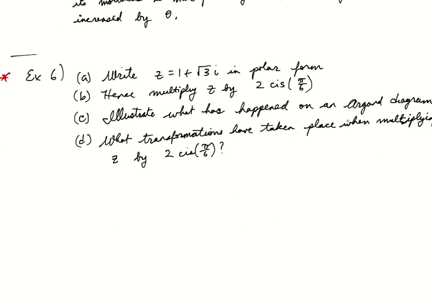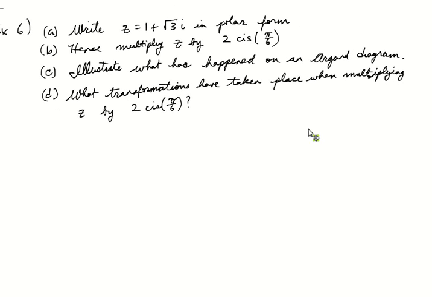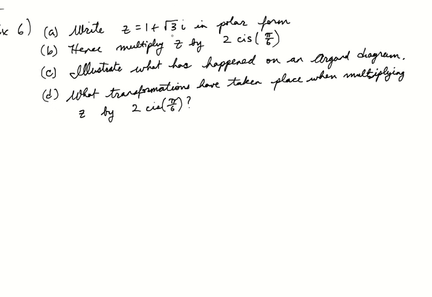Okay, so let's try an example here. Example 6. Write z equals 1 plus root 3i in polar form. Okay, so what's that going to look like? Again I'm going to draw. That's positive, so it's in quadrant 1. 1 and root 3. Root 3 is bigger than 1, so we're going to have 1, root 3. Well, that's really easy. That's 2.